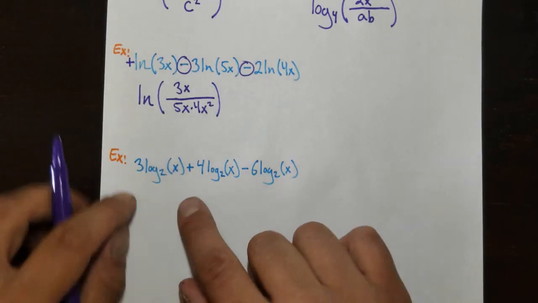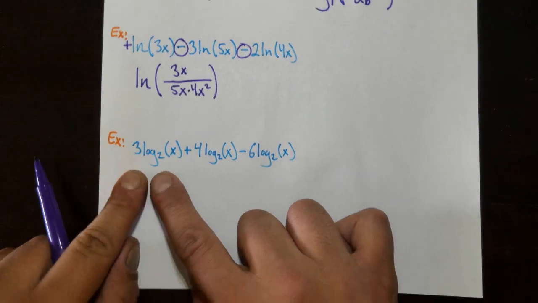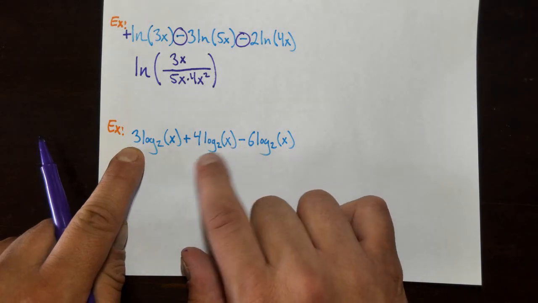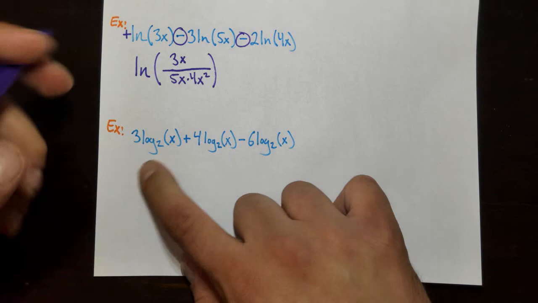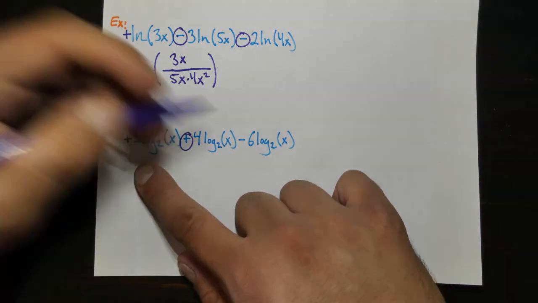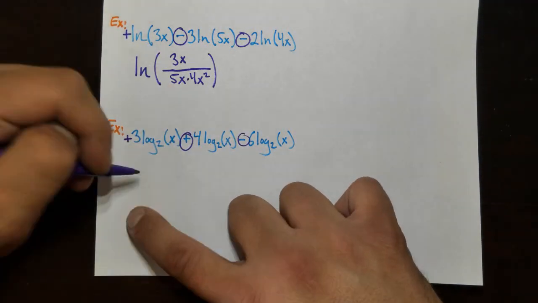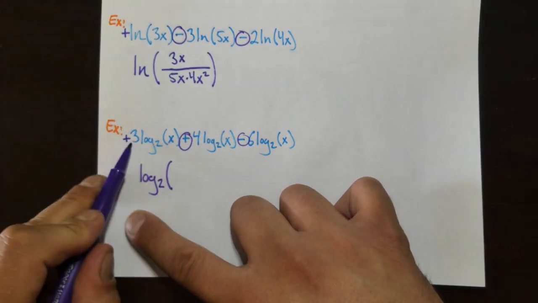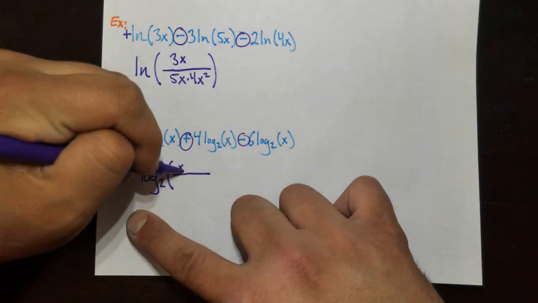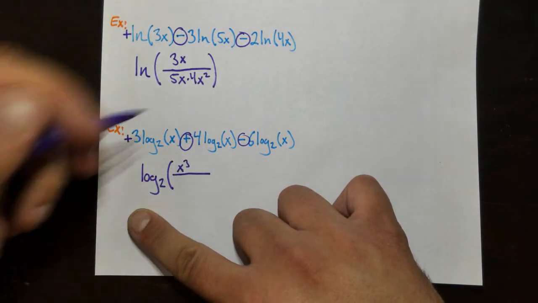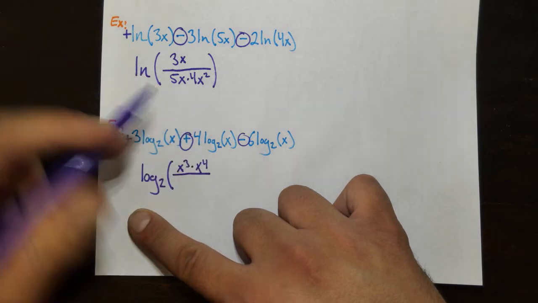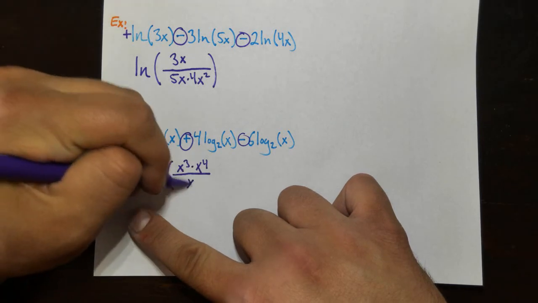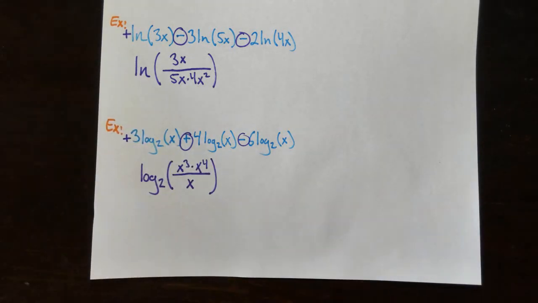Okay. And then finally here, notice that all of these have a coefficient out front. So all of them are going to be a power of some sort, given our power rule. These two go on top, and this goes on bottom. So it's going to be log base 2 of x cubed times x to the 4th, minus, and so the minus is going to be on the bottom, divided by x, just like that.